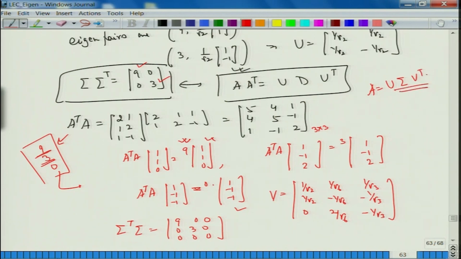Fine. U is already there with us. Where was U? I wrote U here. This is my U. Fine. V is there, so I can just compute V transpose from here. So, I can get this also.